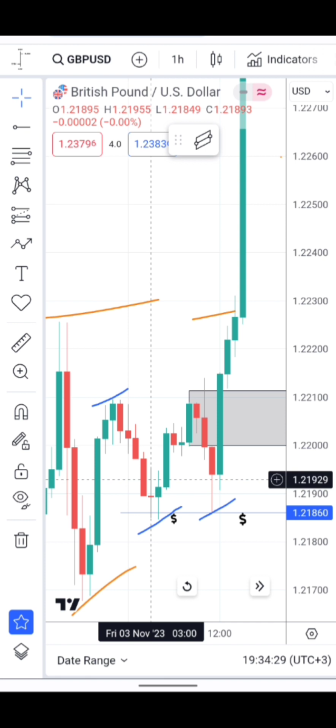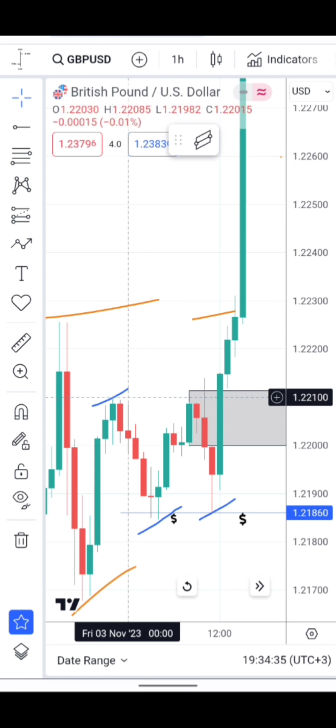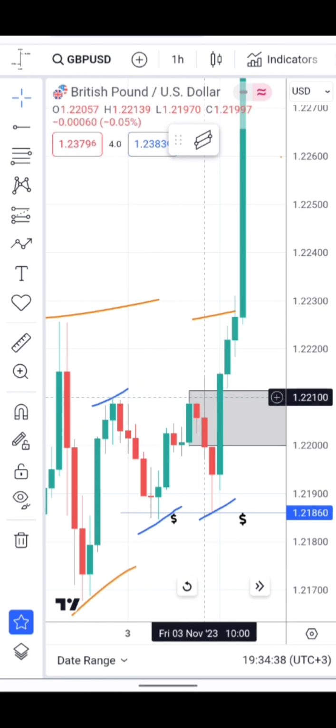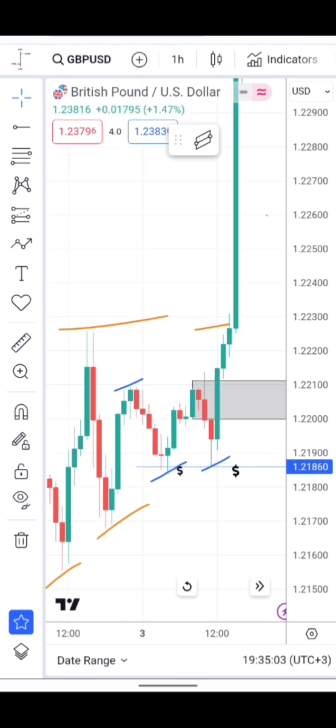From that low, we had the market violating the 2nd November high with the 3rd November high at 10 a.m., coming back to form a low at 11 a.m. From that 11 a.m. low is when the market exploded upward during NFP. So it's bullish overall on GBPUSD.